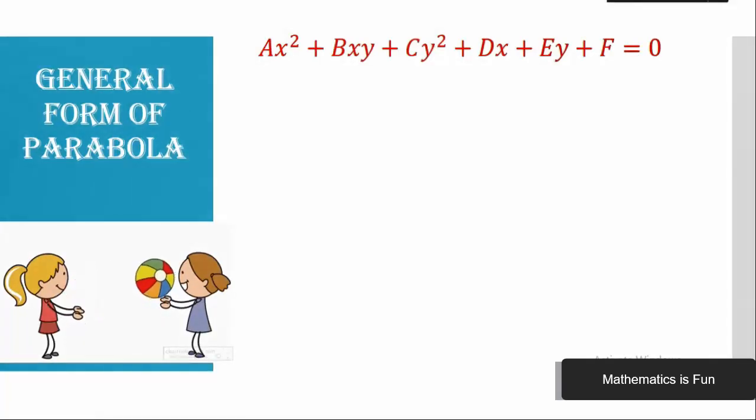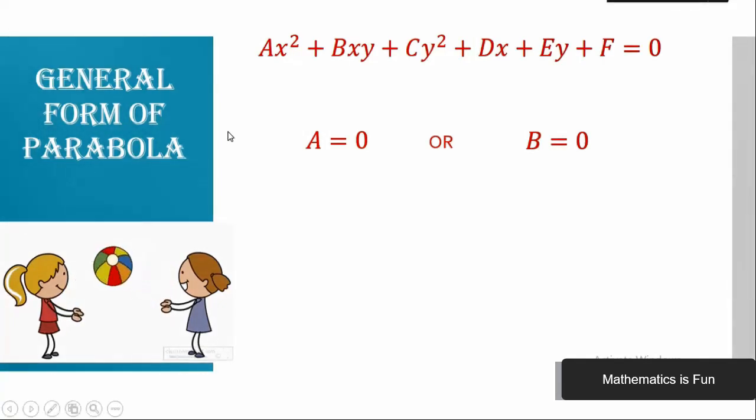Let's explore the equation of parabola. So how can we extract the equation from the regular form of the conics? If we have A equal to 0 or B equal to 0, that is, one of the quadratic terms vanishes, then it becomes the equation of a parabola.